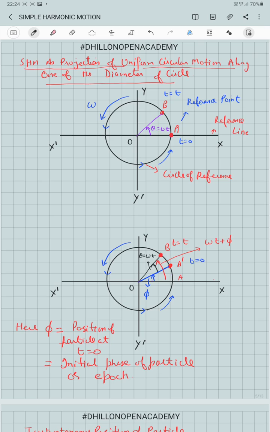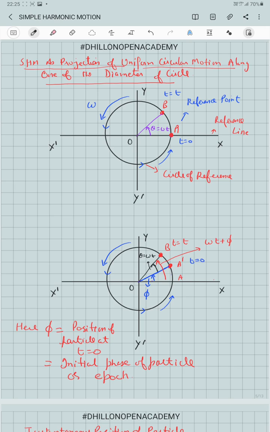So when the particle is already present at the point A dash at time t equal to 0, it has already displaced by a certain angle phi. This angle A dash OA, by which the particle has already displaced from A to A dash, we call the initial phase of the particle, or it is also known by the name epoch. So at time t equal to t, the particle moves from point A dash to B. So it further describes an angular displacement omega t.